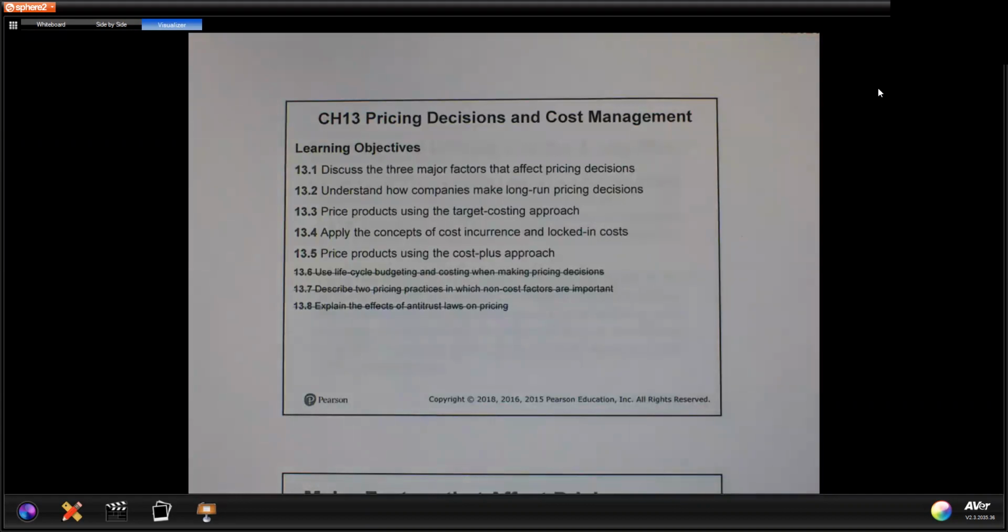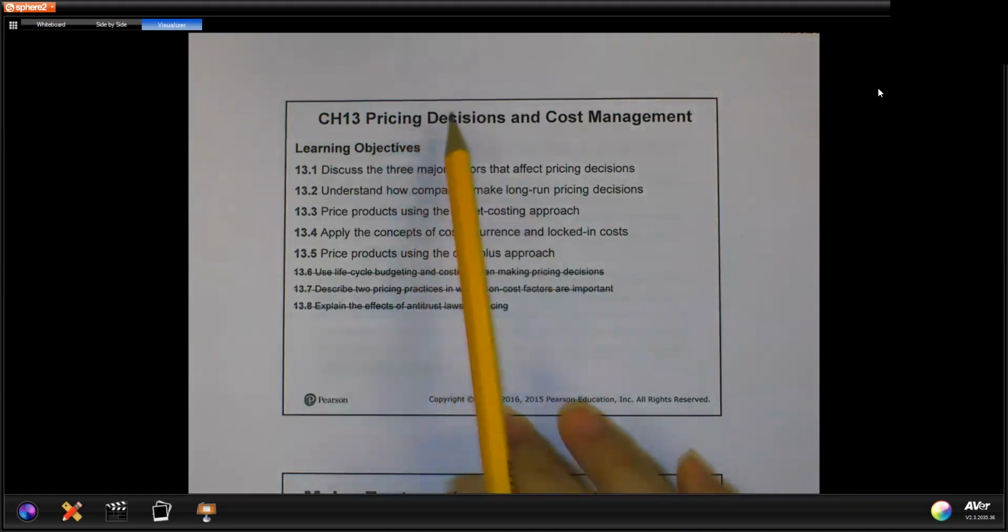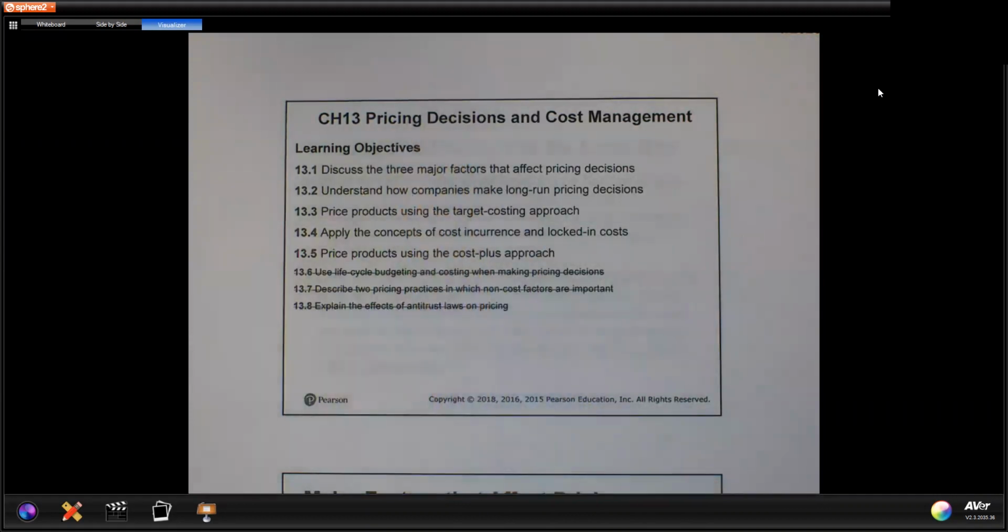In this video, we will talk about Chapter 13, Pricing Decision and Cost Management. So basically, there is just one word for this chapter. The word is pricing. Remember, we did some decision making before. In this chapter, the focus is on how you decide the selling price, or the price you want to charge your customers for your service and your products.